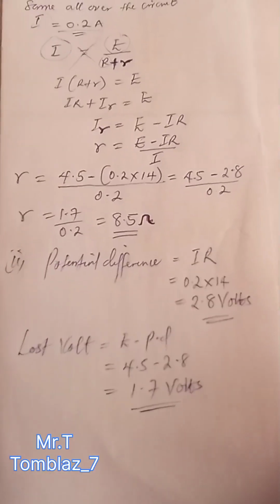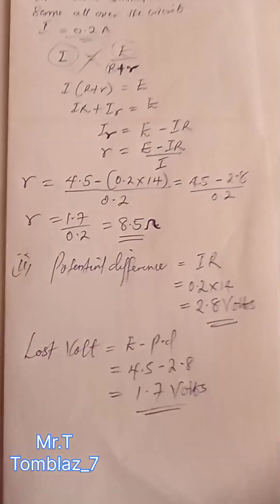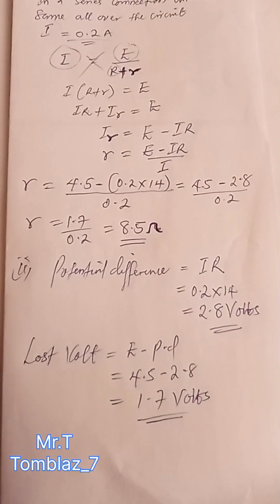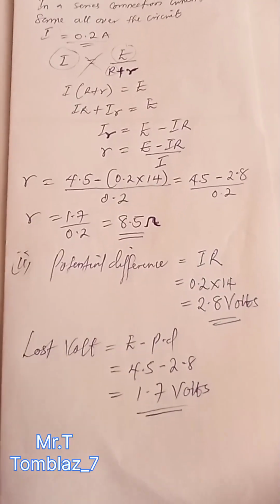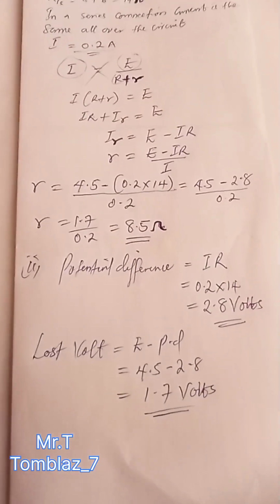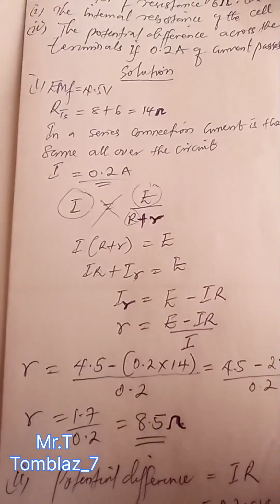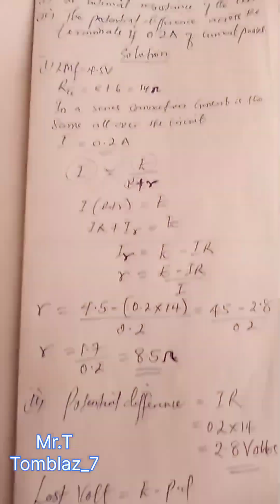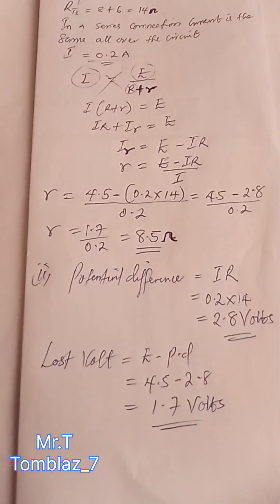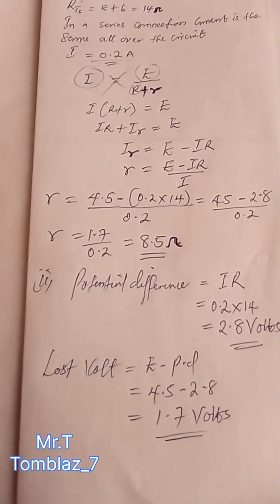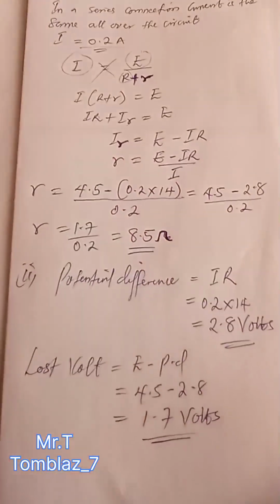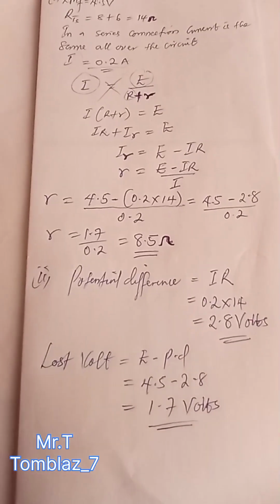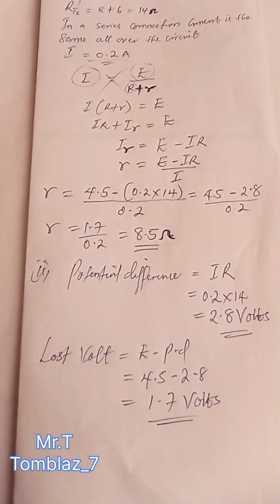In case they ask, some questions may not ask, but I'm always going the extra mile to help students understand that some questions that are short can have extensions. So this extension for this one is lost voltage. You say EMF minus PD, you get your value. Here we have 1.7 volts.